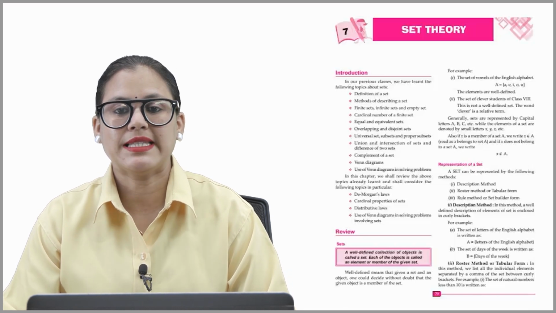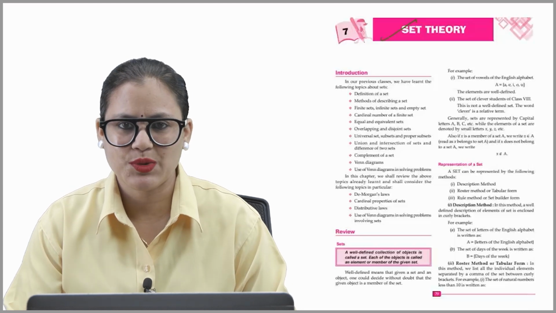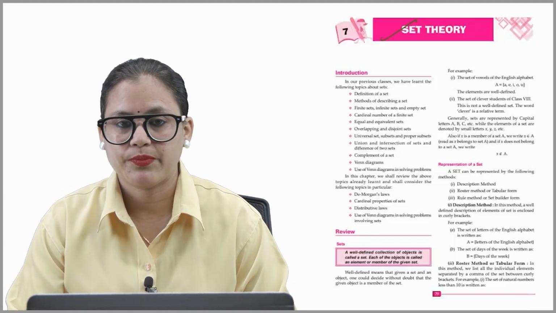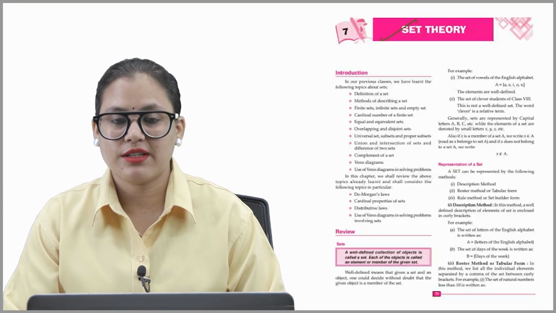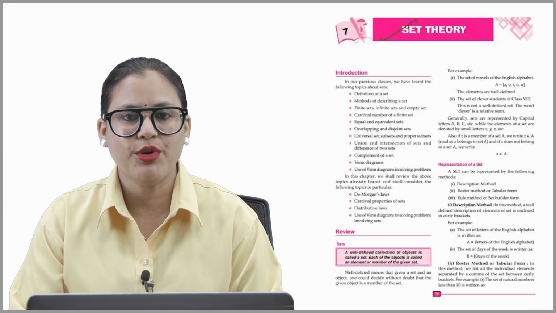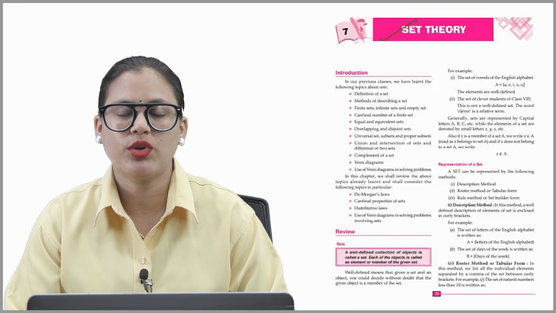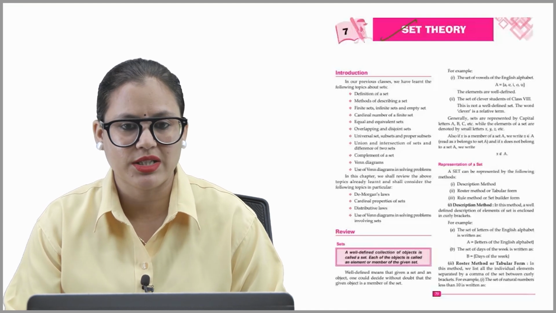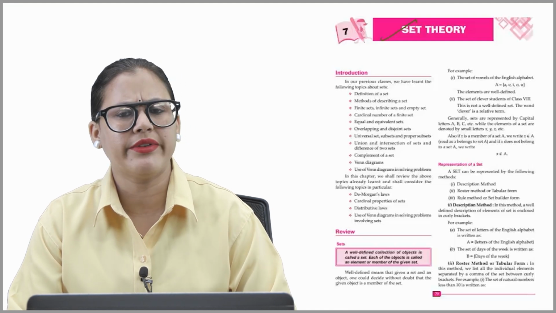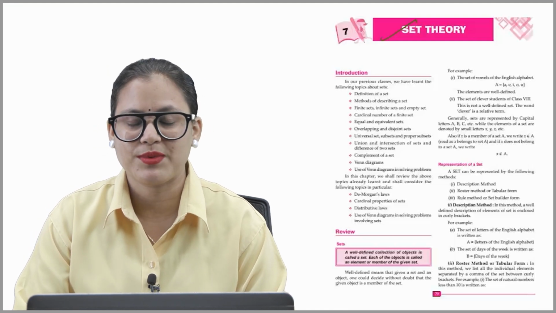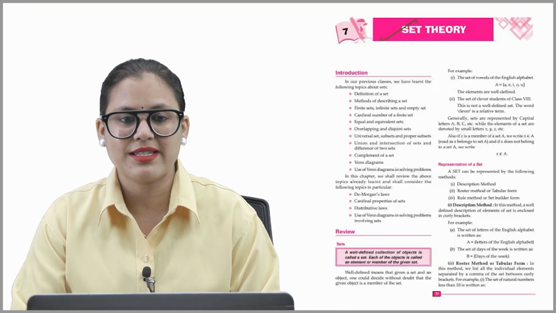Let's start today's chapter, Set Theory. Introduction. In our previous classes, we have learned the following topics about sets. Definition of a set, methods of describing a set, finite sets, infinite sets and empty set. Cardinal number of a finite set, equal and equivalent sets, overlapping and disjoint sets, universal set, subsets and proper subsets, union and intersection of sets and difference of two sets, complement of a set, Venn diagrams, use of Venn diagrams and solving problems.